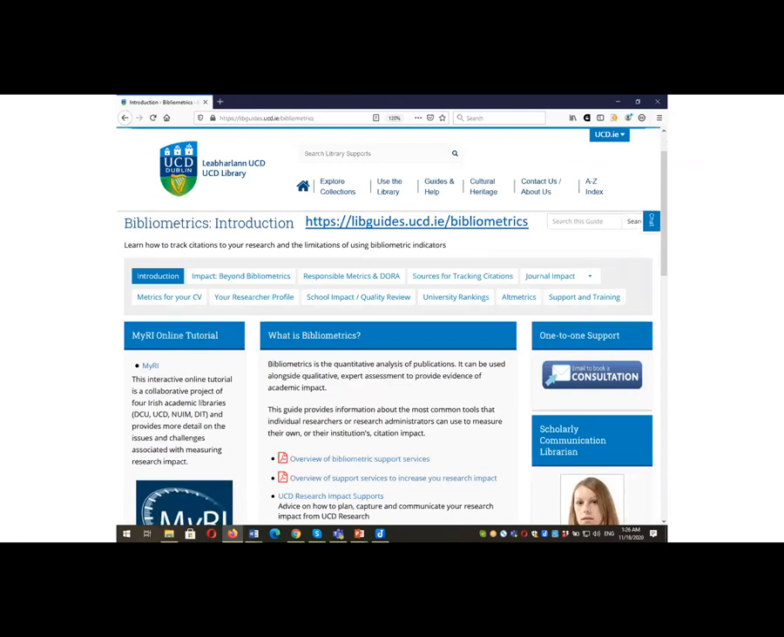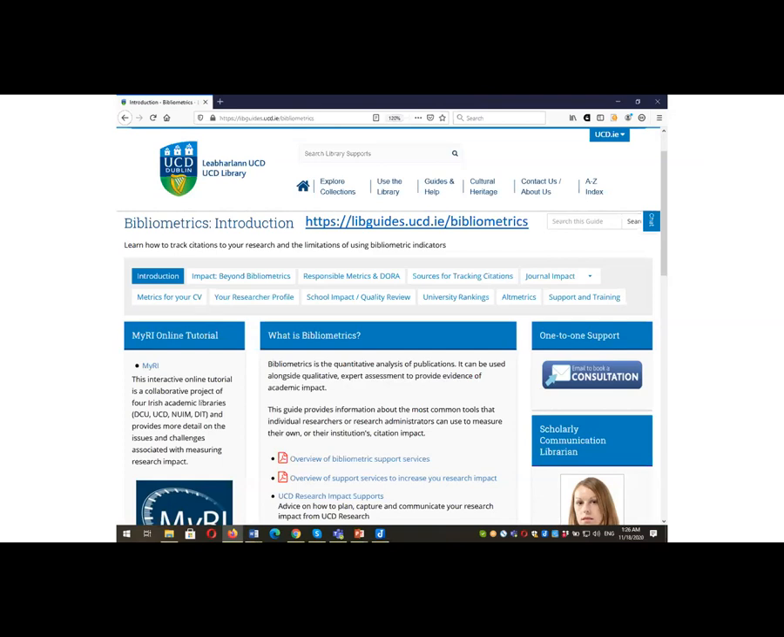So for example, UCD Dublin has a very good short LibGuide, Introduction to Bibliometrics, which is quantitative analysis of publications. And it says that it can be used alongside qualitative expert assessment to provide evidence of academic impact. And I think that's an important message to take, that bibliometrics should always be considered in broader context together with expert assessment.